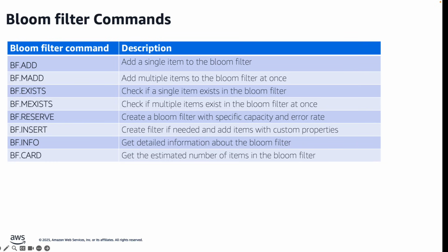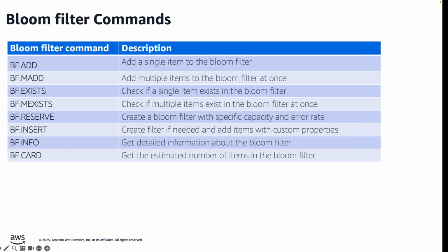bf.reserve is essential for production deployments. While you can let filters auto-create with defaults, explicitly reserving with your expected capacity and error rate is much more efficient. For example, bf.reserve usernames 0.001 1 million creates a filter for 1 million usernames with 0.1% false positive rate.